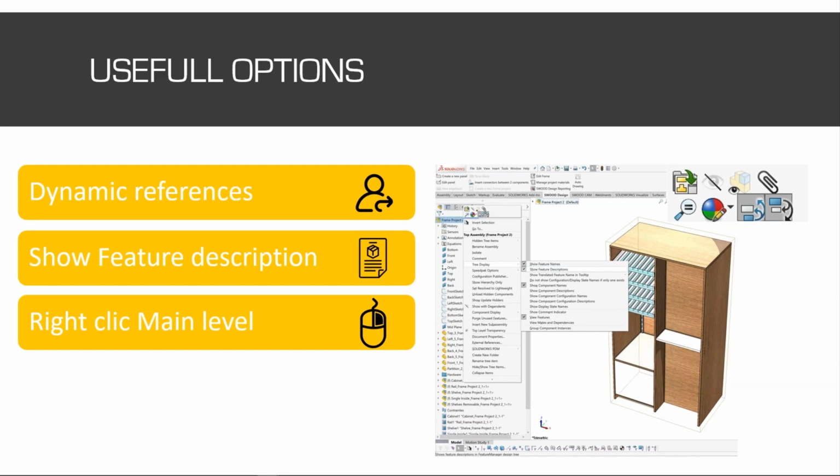And you will be able to identify them clearly in your SOLIDWORKS 3D. To do so, you have to right-click on the main level of your assembly, and then for the dynamic references, they are on the top rectangular, which are the two which are grayed. And for the show features descriptions, you right-click on it, go into 3D display, and then select show features description.